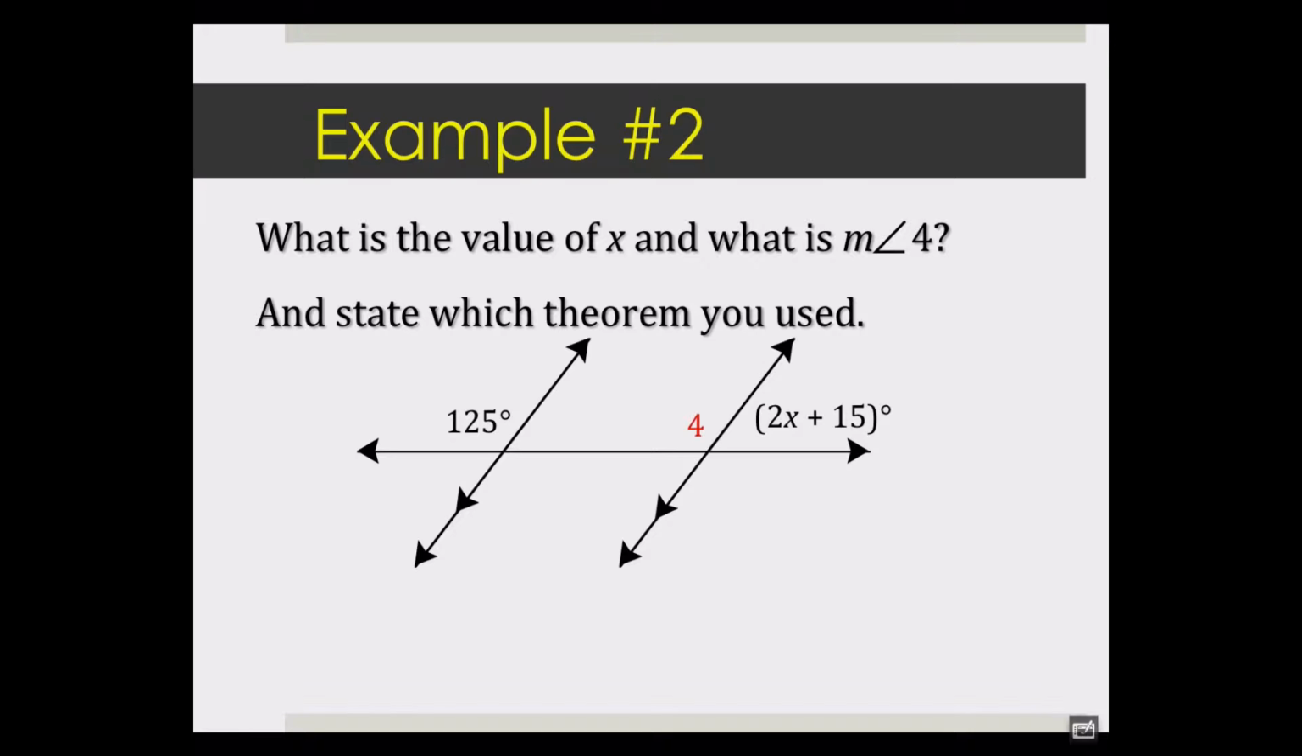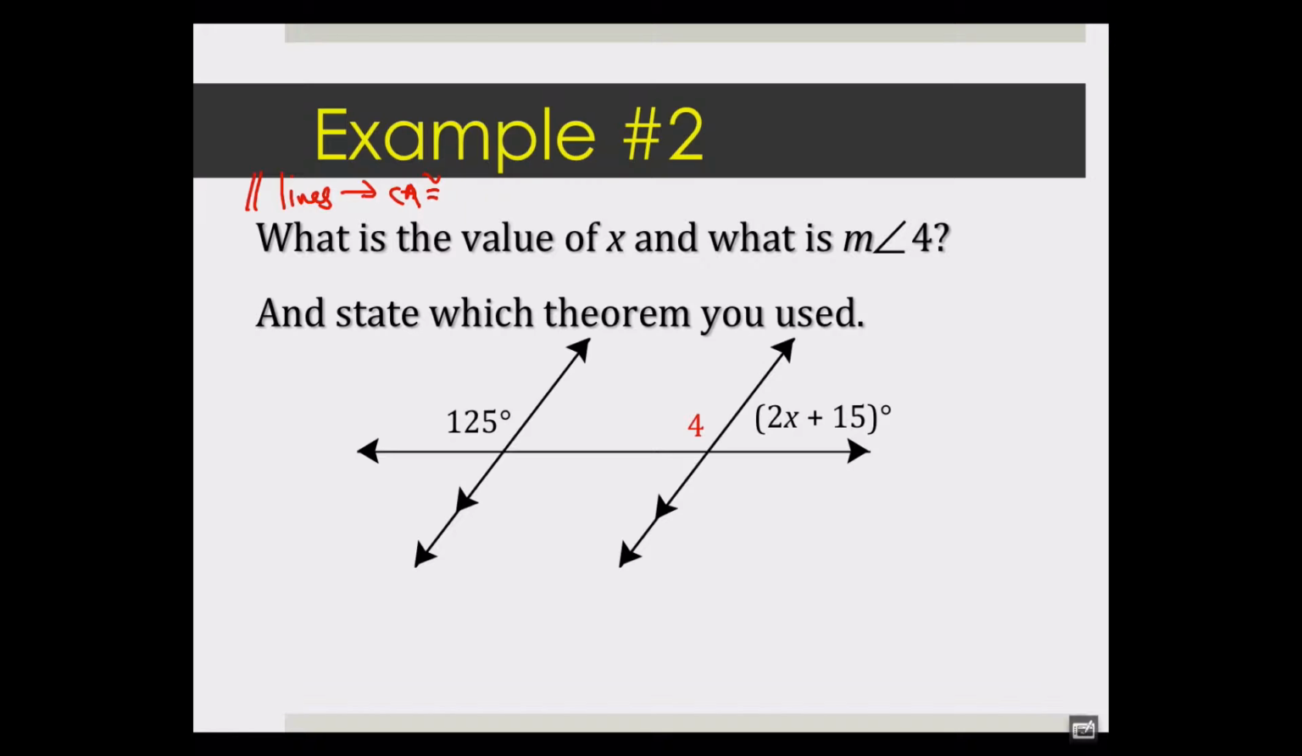125 degrees. Why? It's corresponding to 125 degrees on the left. Beautiful. Upper left, upper left. The lines are parallel, so therefore angle 4 has to be 125 degrees because they're corresponding angles. And again, the theorem was: parallel lines implies the corresponding angles are congruent.